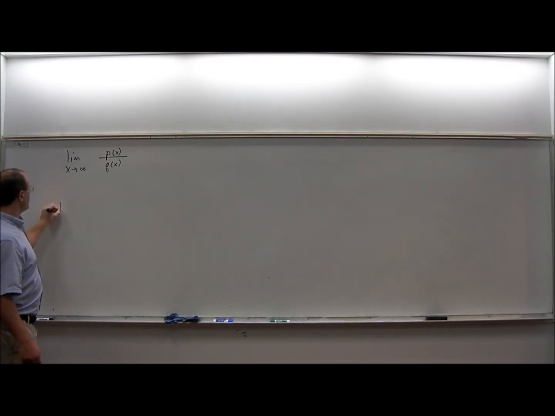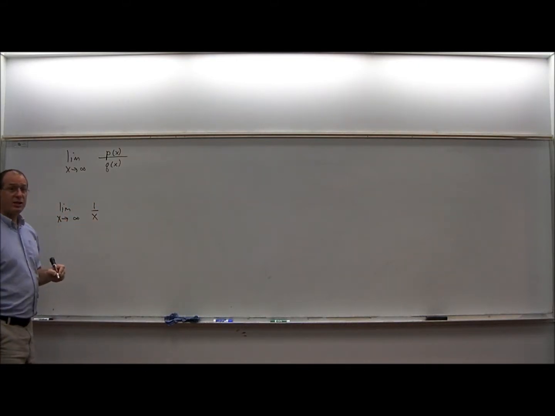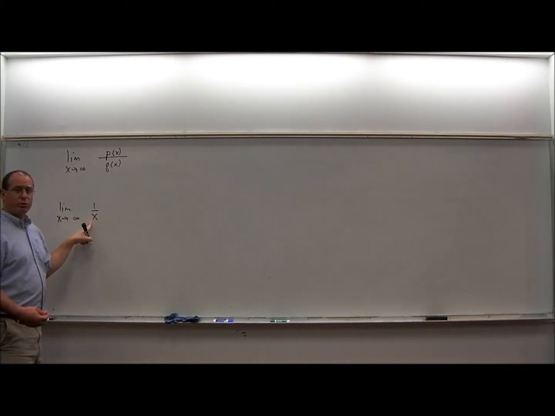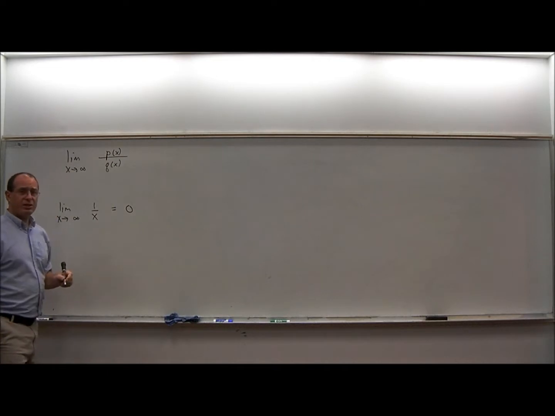The simplest example of this would be the limit as x goes to infinity of 1 over x. As x grows without bound, its reciprocal shrinks to 0. So this limit is 0.